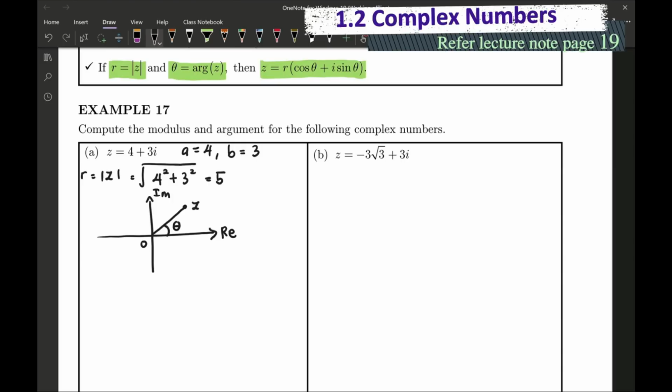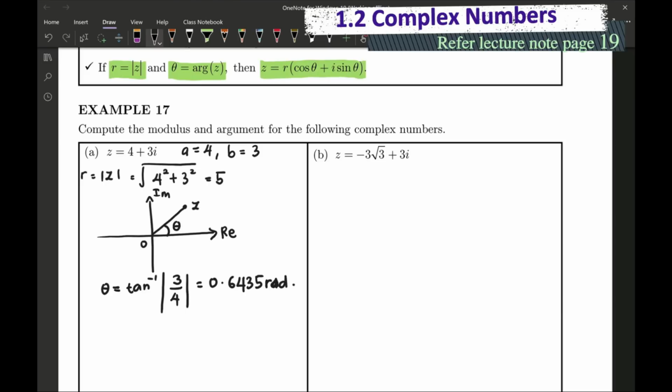If it is in the first quadrant, it's very straightforward, which is theta is equal to tangent inverse of modulus b over a, 3/4. And the answer must be in radians. So from your calculator, you can know that the answer for this is 0.6435 rads.